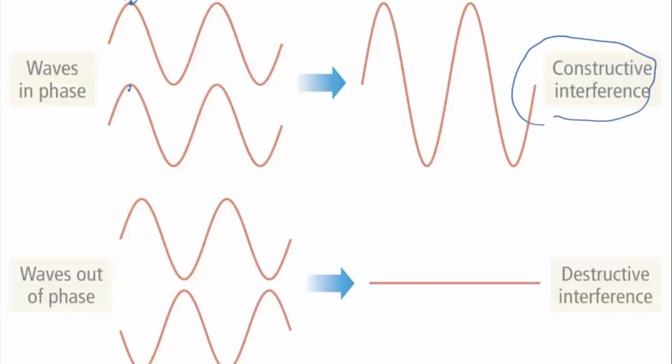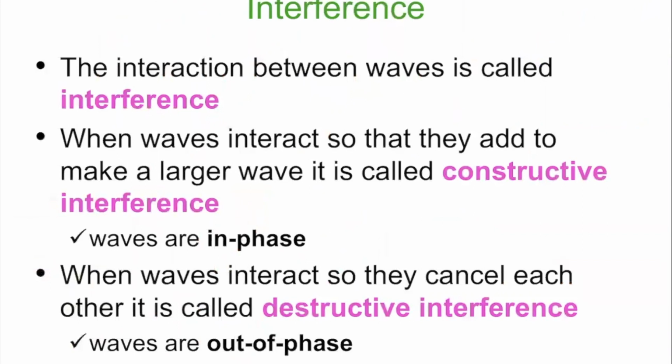On the other hand, let's say that you have waves that are out of phase. The amplitudes are not the same, and they're not aligned, so you see they're not aligned. What's going to happen is that they're going to cancel each other, and that's called destructive interference. So they're not going to overlap. Here are your definitions on the slide before, and make sure you go over them.